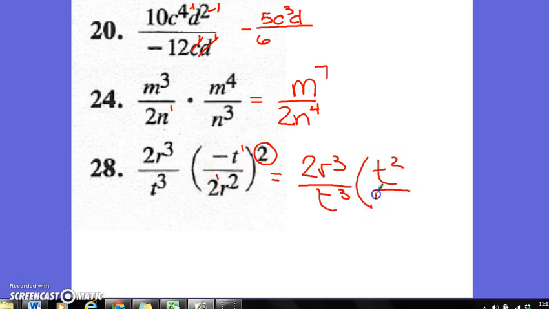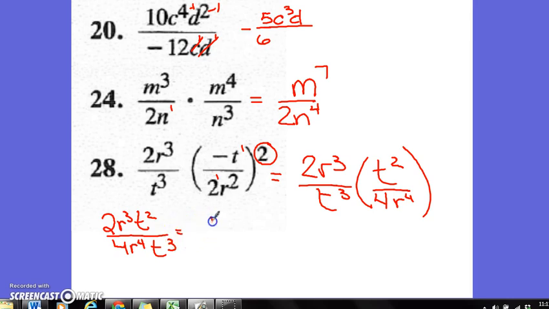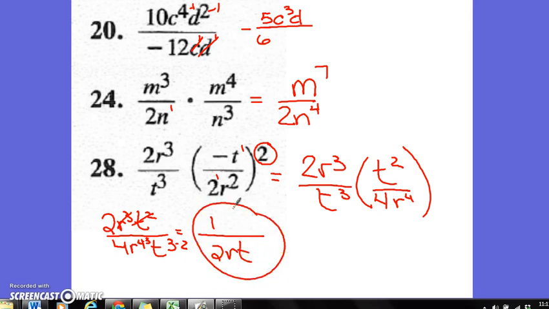2 squared is 4, and r squared to the second power is r to the third, which will give you 2r to the third t squared over 4r to the fourth t to the third. Now the 4 and 2 reduce to 1 over 2. The r's, there's more at the bottom, so 4 minus 3 gives you 1r at the bottom. And there's more t's at the bottom, so 3 minus 2 gives you 1t at the bottom. And you have the answer 1 over 2rt.